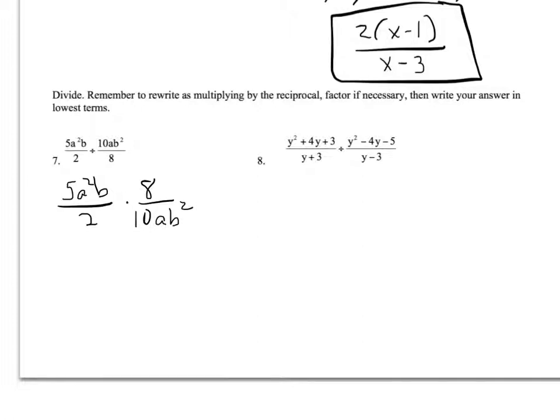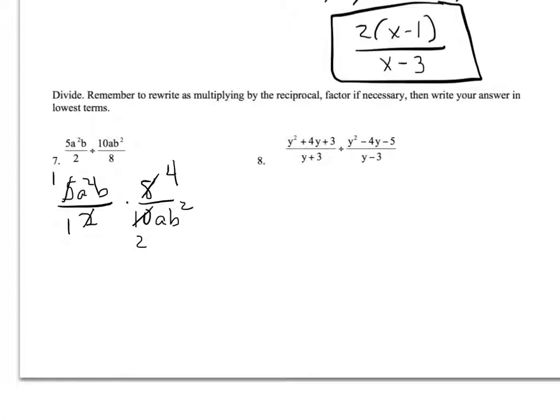Again, this one is simply a monomial divided by a monomial. We have nothing to factor. We just start reducing down. And what I see is that 2 is a common factor between 2 and 8. So that's going to reduce down to a 1. 2 goes into 8 4 times in the numerator. I can do the same thing with the 5 and the 10. 5 is a common factor. 5 goes into 5 1 time. 5 goes into 10 2 times.